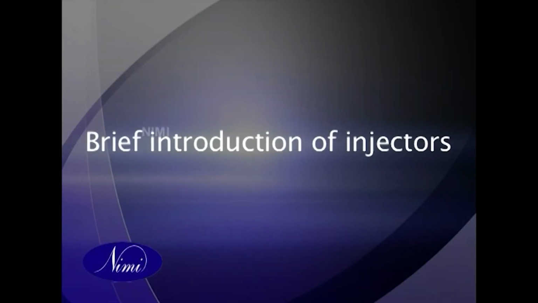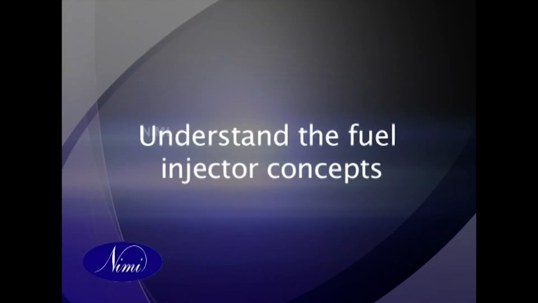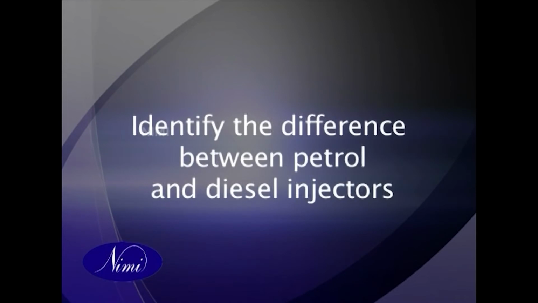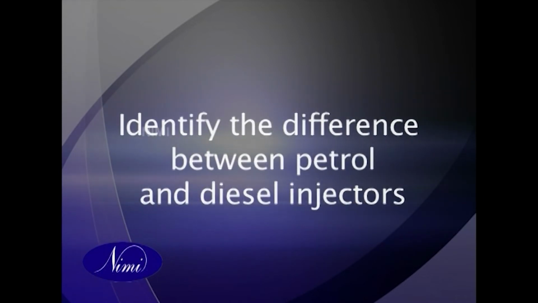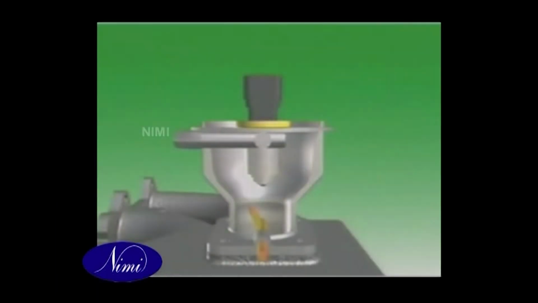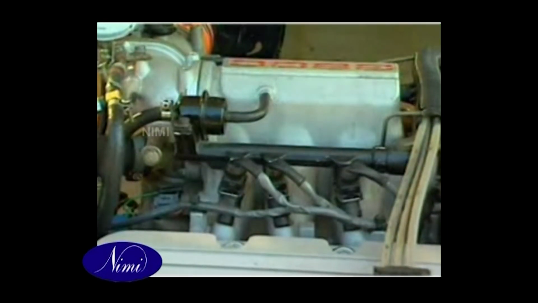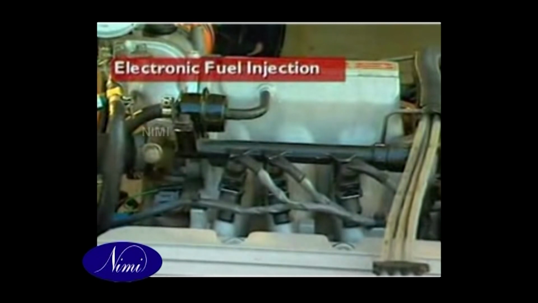Brief introduction of injectors. Objectives. Understand the fuel injector concepts, identify the difference between petrol and diesel injectors, identify the various parts of an injector. Fuel injection is a system for mixing fuel with air in an internal combustion engine. It has now become the primary system used in automotive engines, having almost completely replaced carburetors in the late 1980s.